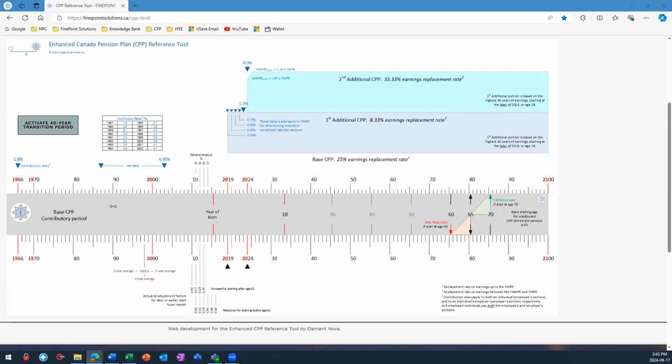The age scale is one of two things that you can move and control in this version of the tool. The age scale is the gray bar that you can slide right and left.